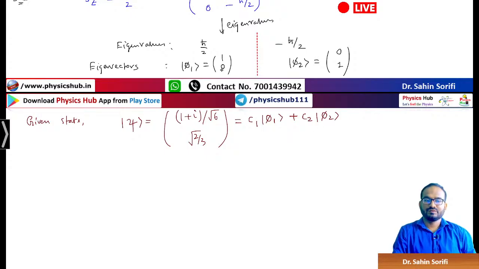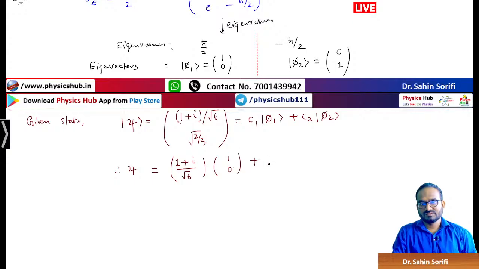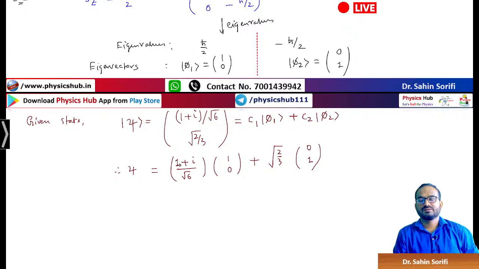So 1 0 should be there and 0 1 should be there. How will you choose? Let's say I take 1 plus I by root 6 common. Then psi equals 1 plus I upon root 6 times 1 0 plus square root of 2 by 3 times 0 1. Can I write it in this way? If you add them, this matrix will come back.